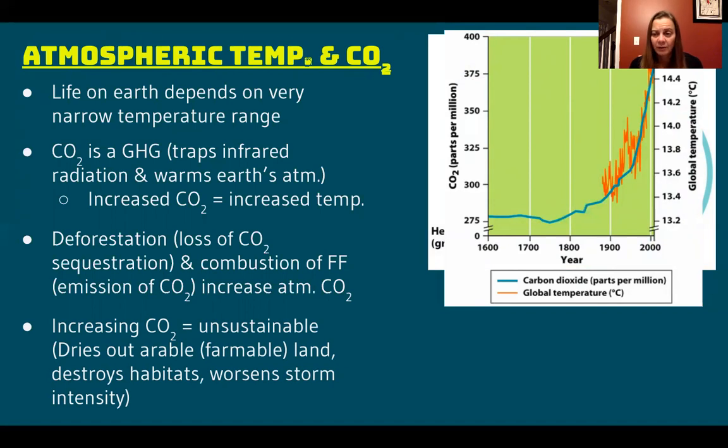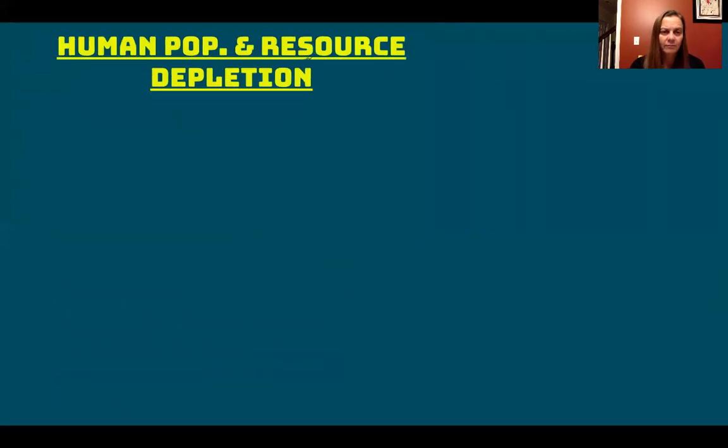Ever increasing amounts of carbon dioxide are unsustainable. It dries out our arable land, it destroys habitats, it worsens storm intensity, it melts polar ice caps. So the level, percentage-wise or parts per million, of carbon dioxide in the atmosphere is a strong indicator of global sustainability.